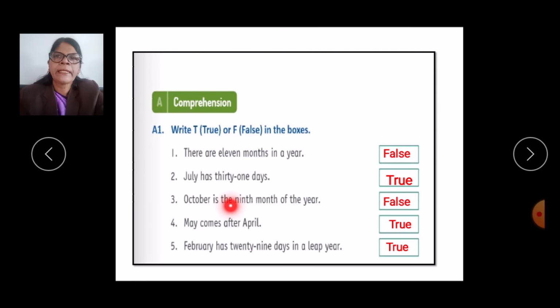October is the ninth month of the year. False. May comes after April. True. February has 29 days in a leap year.